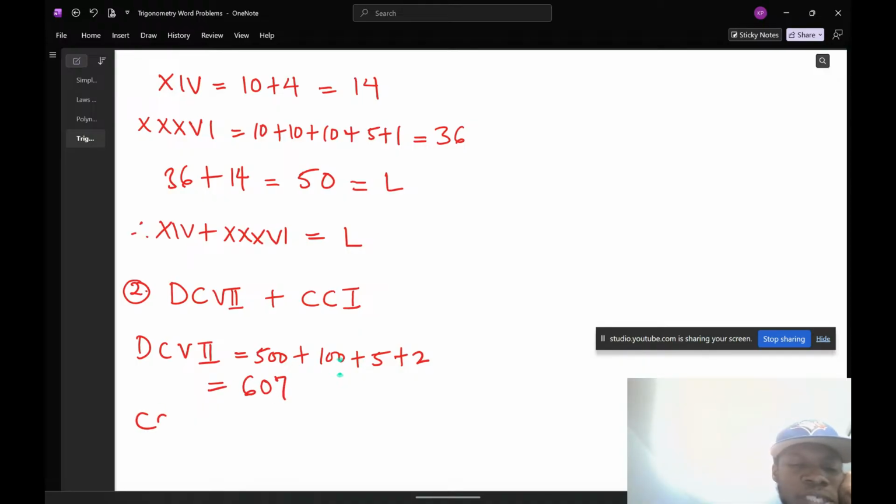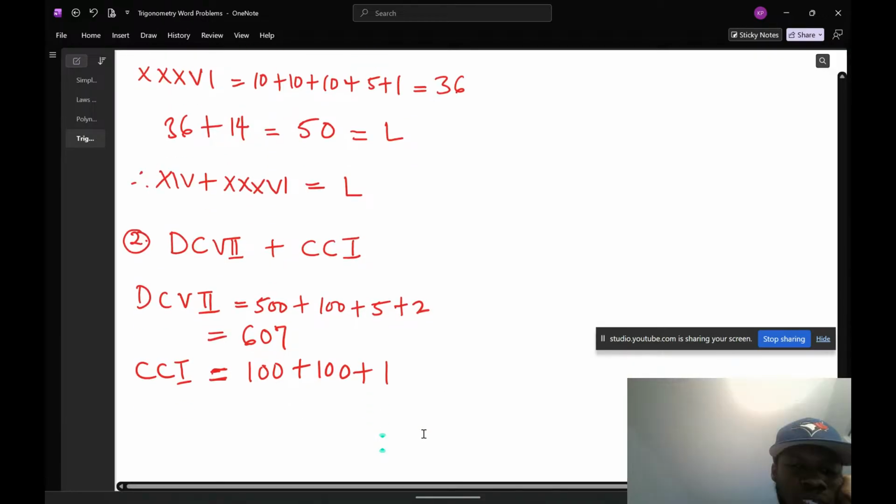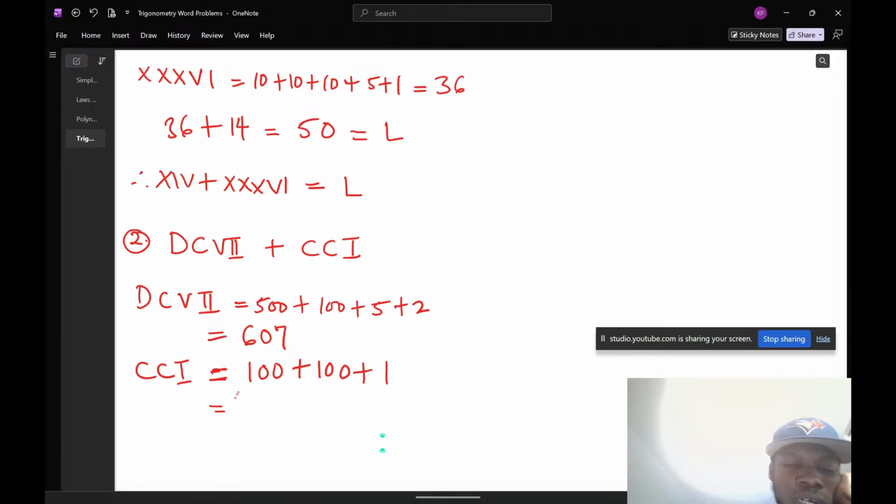So now we have CCI. CCI will be 100 plus 100 plus 1. 100 plus 100 is 200, plus 1 is 201. So now we'll do 607 plus 201.